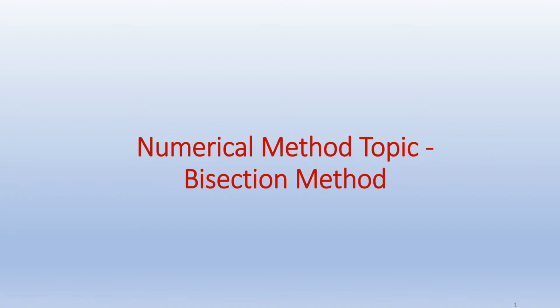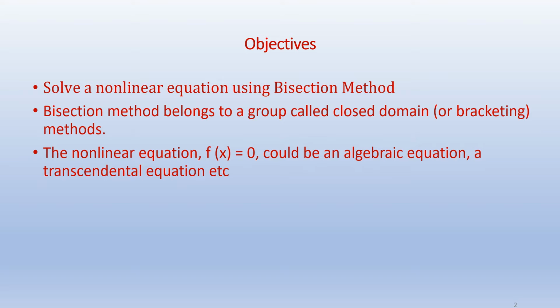Hello friends, today we are going to look at a numerical method called the bisection method. The bisection method can be used to solve a nonlinear equation, and it belongs to a group called closed domain or bracketing methods. The nonlinear equation, for example f(x) = 0, could be an algebraic equation consisting of x, x squared, etc.